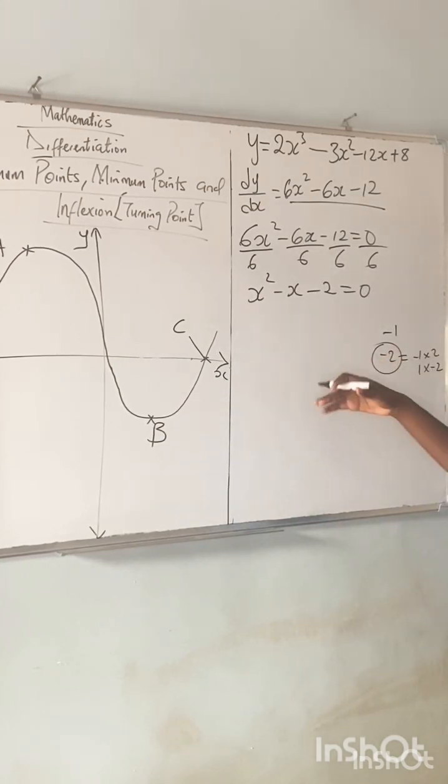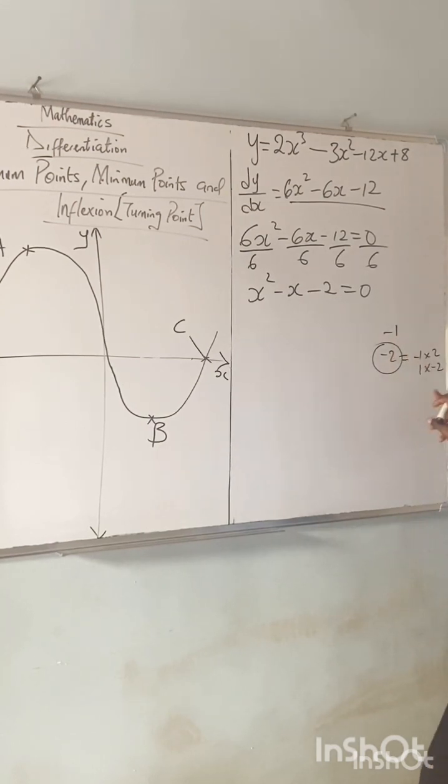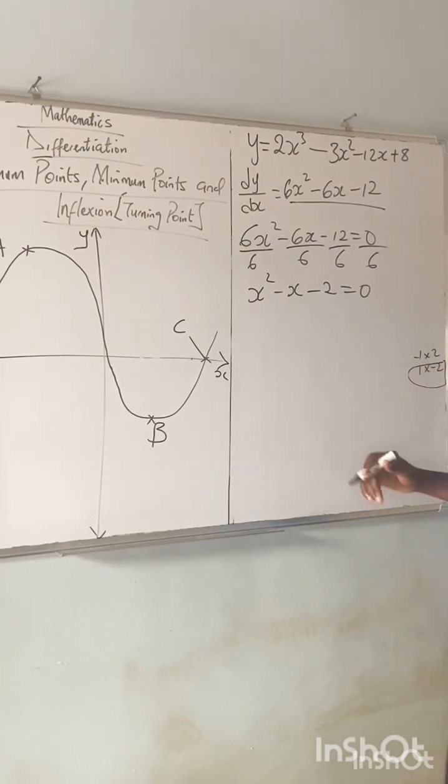So to know what to use here, we have minus 1 as our check. Now minus 1 plus 2 is going to give us 1. What we need here is minus 1, so we're going to check the next one. Plus 1 minus 2, then we have minus 1. So we're going to be working with this, our second factor.